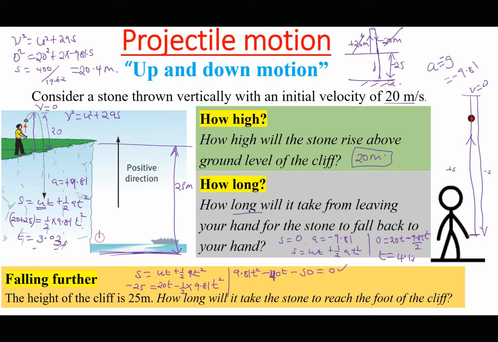So if I want the total time, I'll add the time to reach the highest point. The time to reach the highest point was, it wasn't 4.1. What was the time just to reach the highest point? I think I deleted it here.